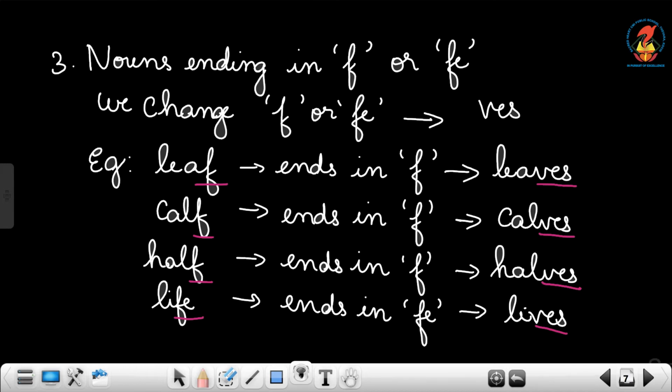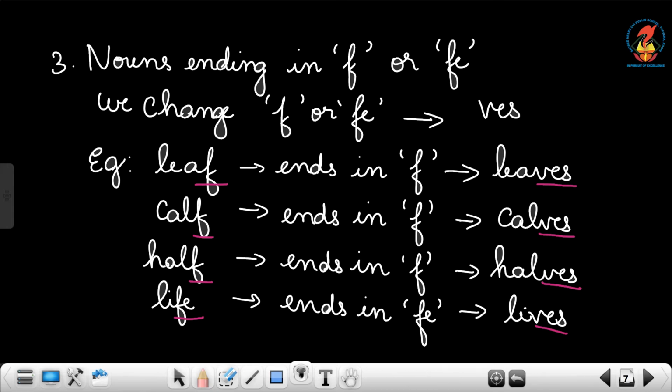Here, calf ends with f, right? Now, we cut that f and add ves to make it plural. So, calf singular, plural is calves. In the same way, similarly, we have the word half. Here also we cut f and add ves to make it plural. So, half is singular and halves is the plural form of half.